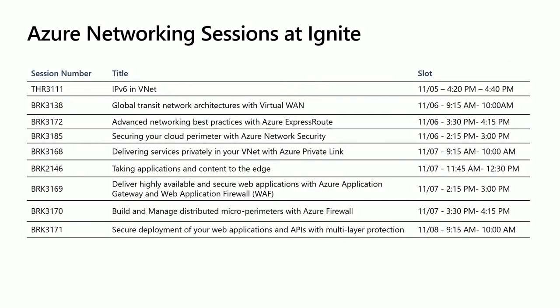All right, so a couple of things. I went fast on the front door capabilities and internet first strategy. There are a couple of sessions you could follow up with: one about front door capabilities and also about internet first strategy, which I believe is "Securing your cloud perimeter with Azure Network Security."